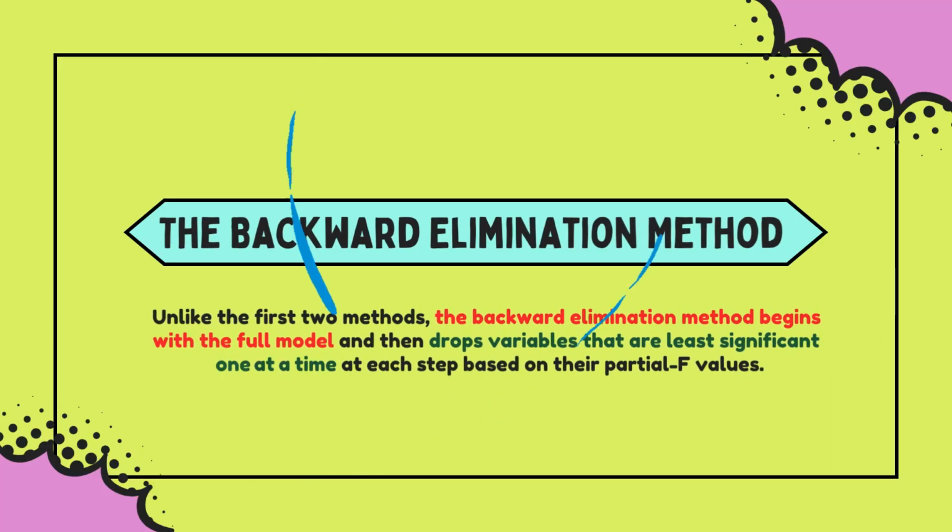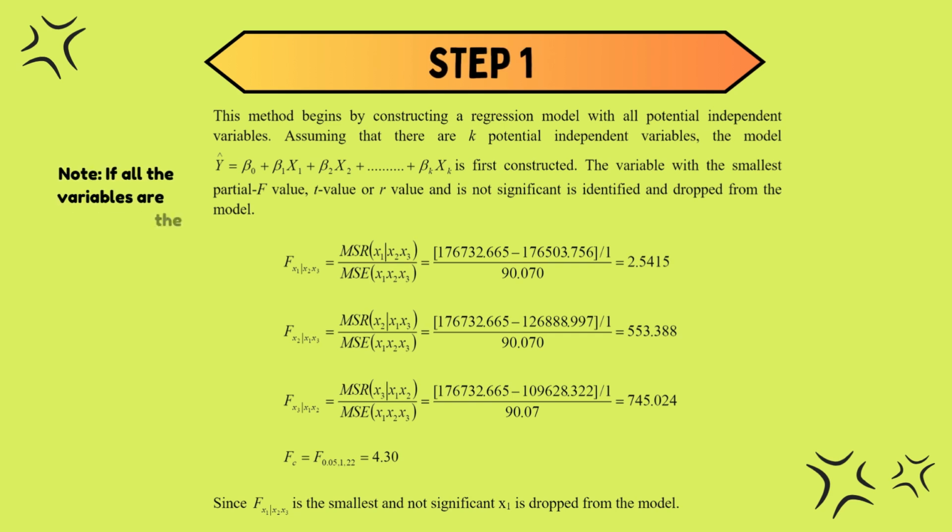Lastly, the backward elimination method can also be used. Unlike the first two methods, the backward elimination method begins with the full model and then drops variables that are least significant one at a time at each step based on their partial F values. And these are the steps in backward elimination.